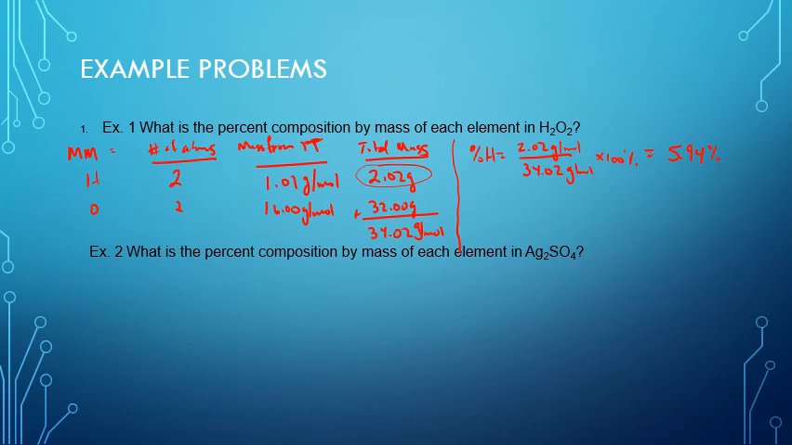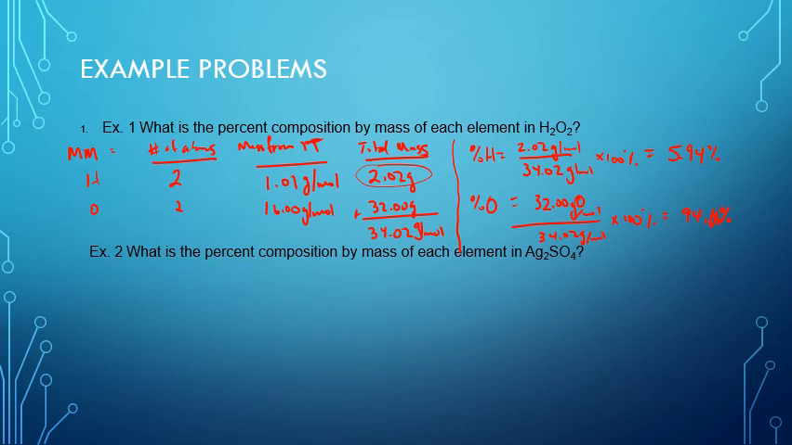Now, I realize because we're dealing with percentages, everything adds up to equal 100. So I should just be able to take the 5.94 and subtract to solve for the percentage of oxygen. But let's just go through it for practice and make sure that you understand where it's coming from. So I would have 32.00 for my grams of oxygen, and I'm going to divide that by the molar mass, 34.02 grams per mole, and again multiply it by 100%, and we come up with 94.1%.